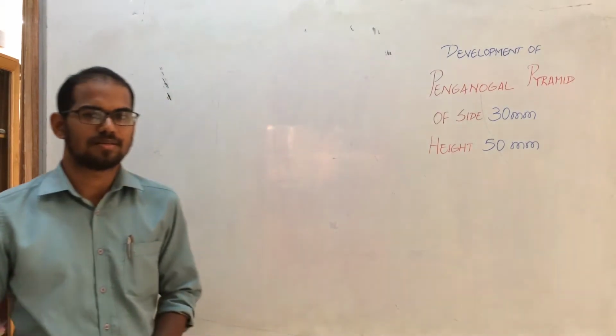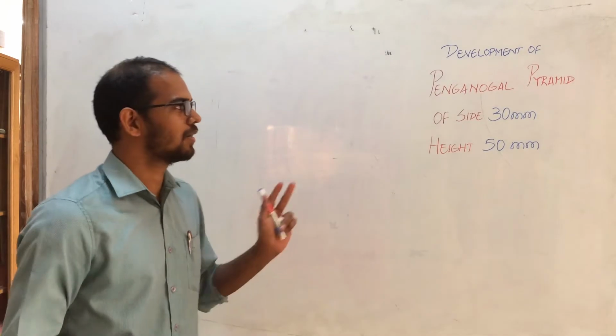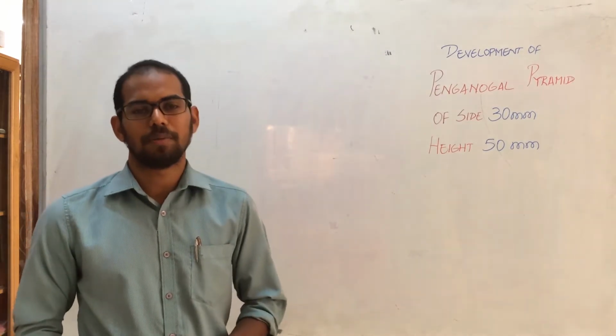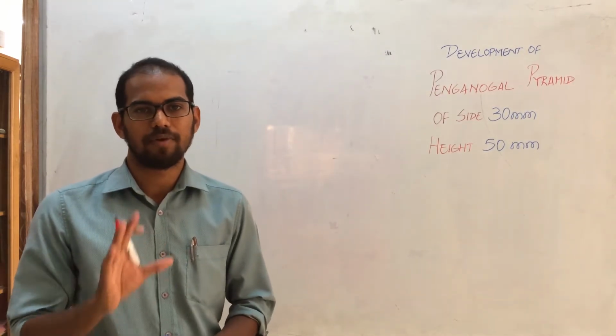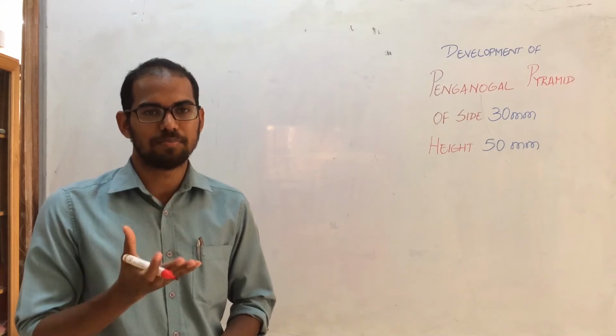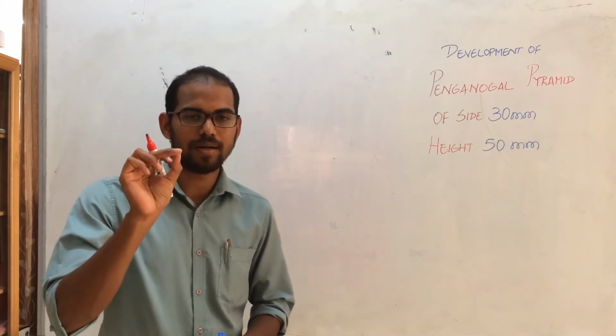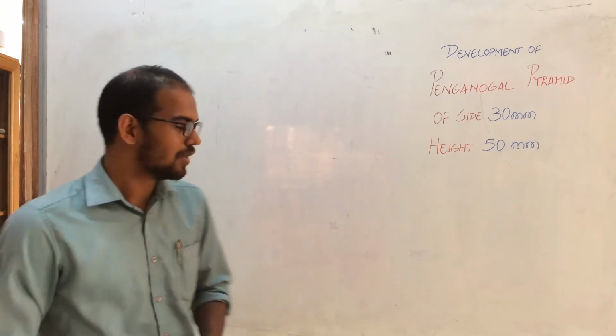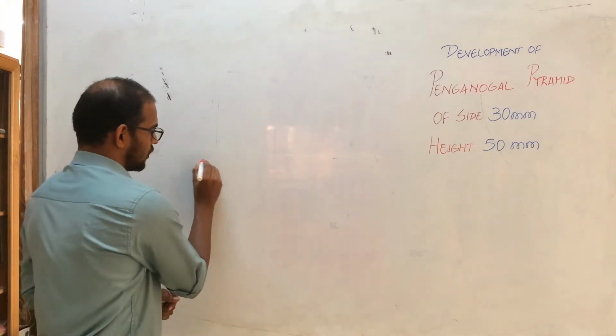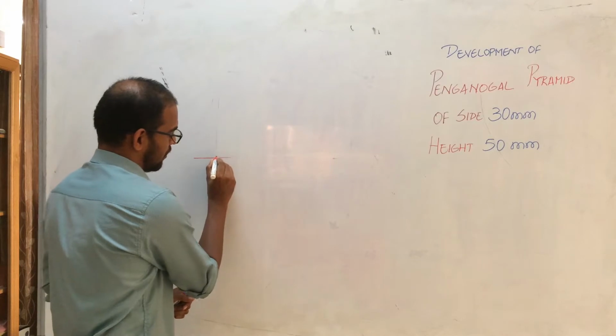So today we'll discuss how to develop a pentagonal pyramid. A pentagonal pyramid has a pentagon at its base, and all the sides meet at one point, which is called its apex. So we'll draw the top view of a pentagonal pyramid.